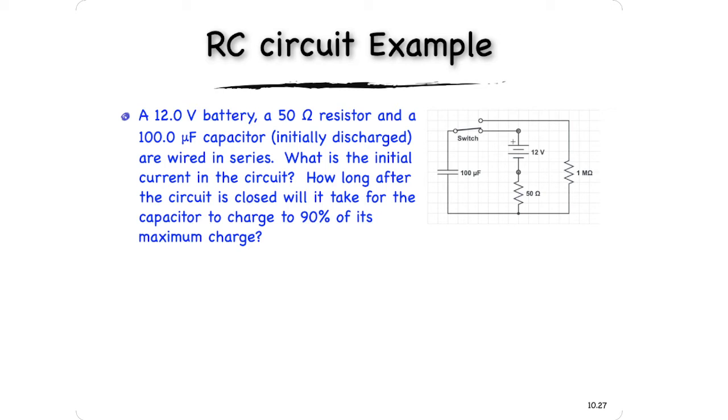So let's see what we can do with this. Let's take this circuit here where we've got a 12-volt source, and we're going to connect it to a 100 microfarad capacitor when we close this switch. And when we do that, this capacitor will start to charge up, and the rate at which current flows initially is going to be limited by this 50 ohm resistor. So initially we have this RC circuit right here. What is the initial current in the circuit, and how long will it take to reach 90% of its maximum charge?